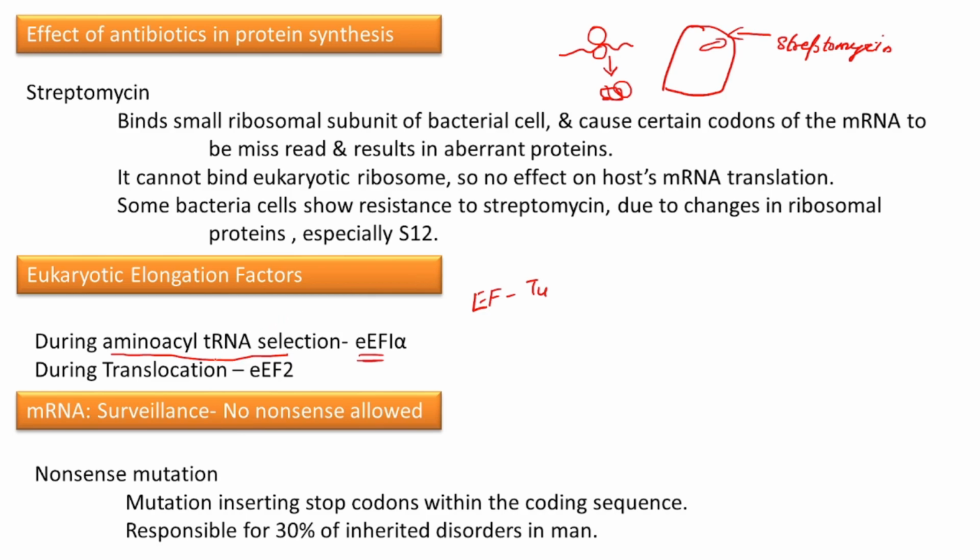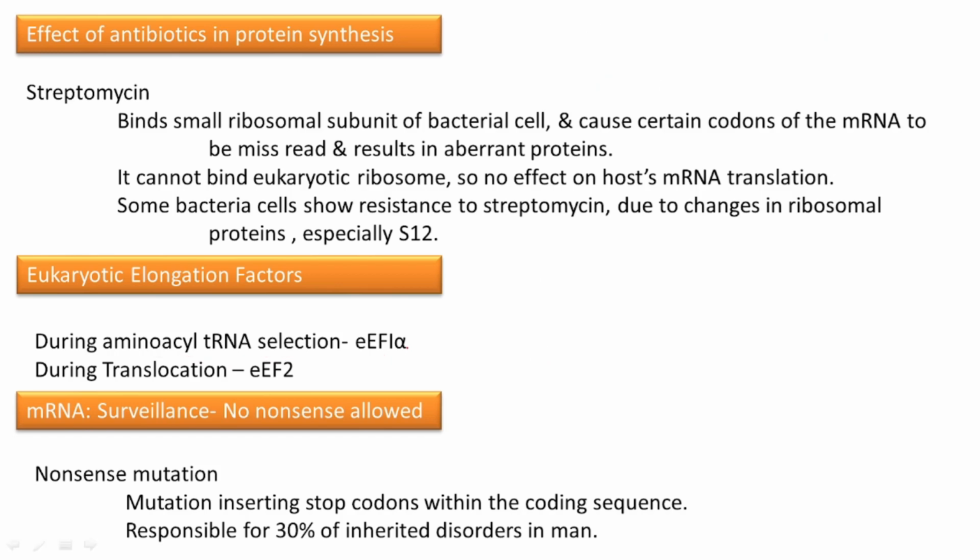And coming to the next difference, that lies in the elongation factor that is helping during the translocation process. In the case of eukaryote, it is eukaryotic EF2. But in the case of prokaryote, that function is done by another elongation factor called EFG. I think you are remembering that. That is the only noticeable difference between prokaryote and eukaryote with regard to elongation and termination steps.